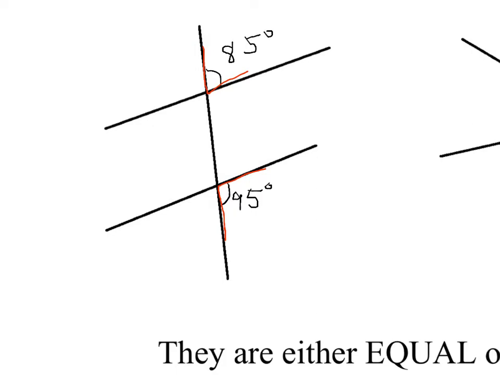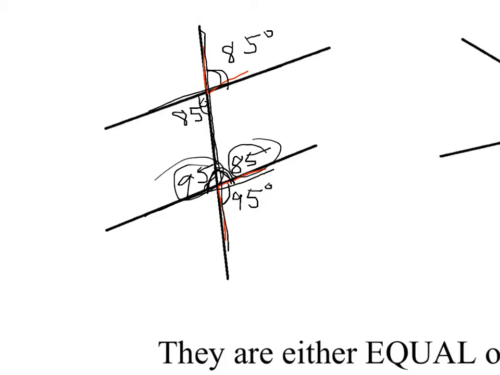Now we can go through and label every single angle in the picture, because vertical angles, angles that are directly across from each other, are always equal. So I just labeled vertical angles. And then of course angles that are side by side on a particular line add up to 180. And so like this 95 and this 85 add up to 180.